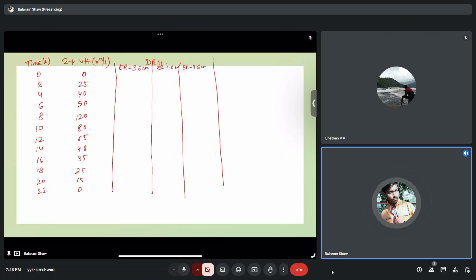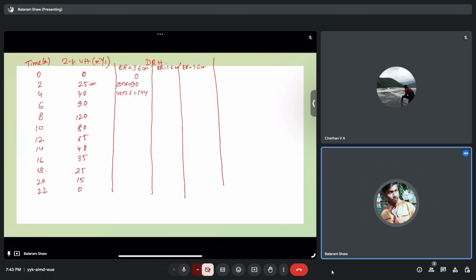So for the first 2 hours, it will be the same. It starts from the same, right? So it will be 0. I should have this value calculated somewhere. Let me check. So here we have the effective rainfall depth, and we have the unit hydrograph value. So we just need to multiply, right? So 25 into 3.6, it is 90. 40 into 3.6, it will be 144.